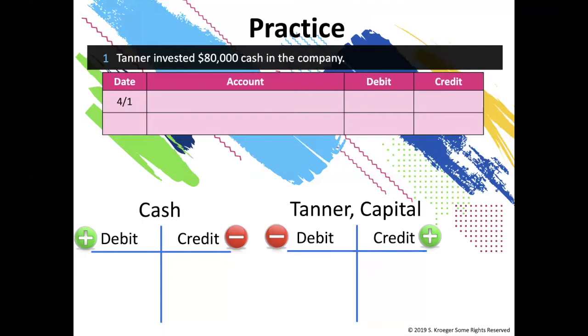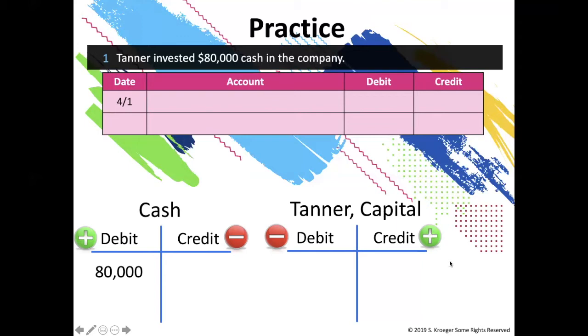Yes, the owner's cash is decreasing, but we're not worried about that. The business, though, just got a huge chunk of change. So the business cash is actually increasing by $80,000. We will debit cash $80,000 because it's positive on that side.